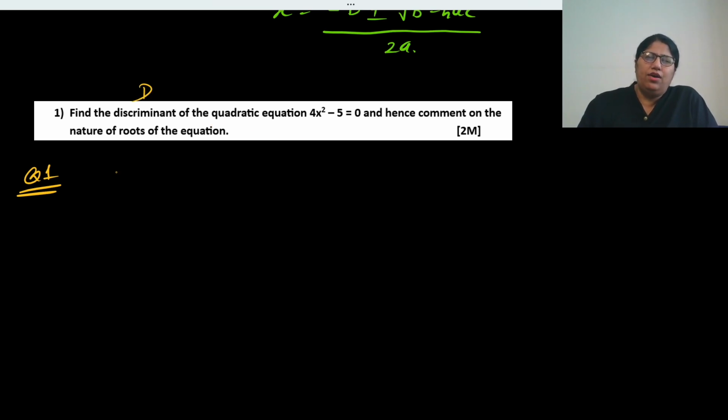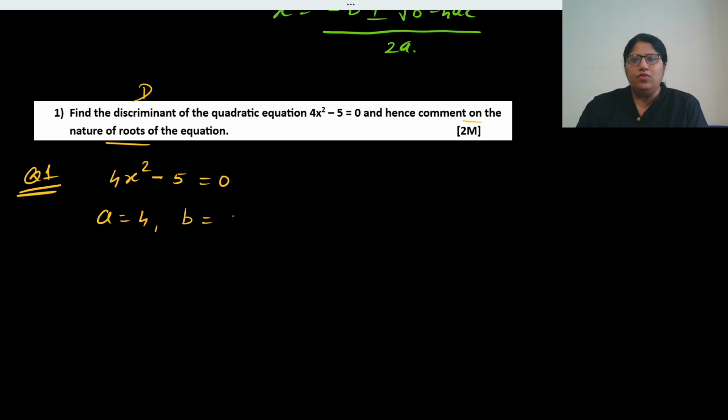So first in your answer sheet, write down the quadratic equation given here, equals to 0, and hence comment on the nature of roots, right? So what you will do here, from the equation there is no x term. So what is the value of a here? If you do the comparison with ax square plus bx plus c, a is 4, there's no x term, so b is 0, and c is the constant term, which is minus 5.